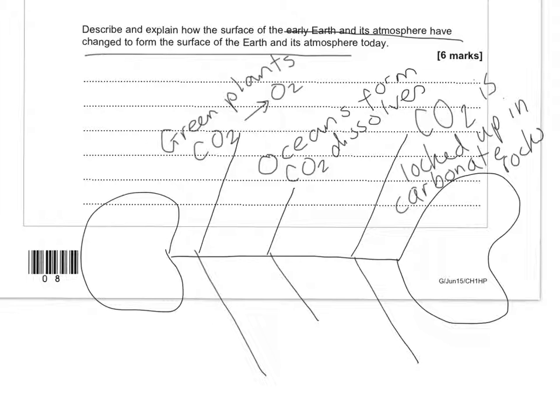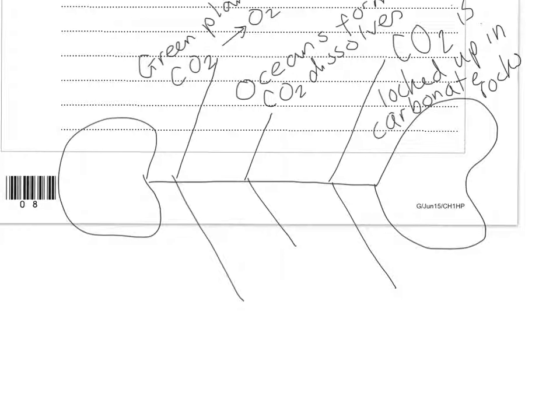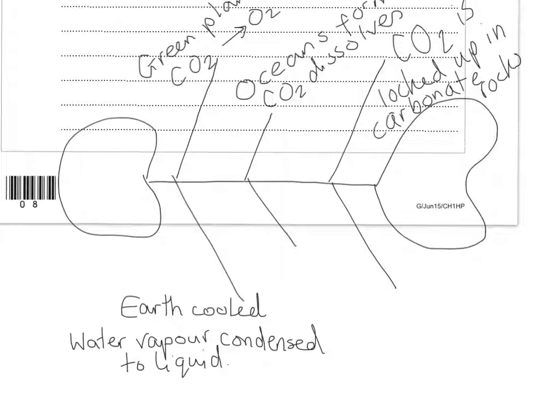Right, so that's a little bit of description about how this process happened. What we need to do now is put a little bit of explanation in there. So, the oceans formed because the earth cooled and therefore the water vapour condensed into liquid water. You also need to give a little bit of information about the volcanoes. So we're going to say the number of volcanoes reduced because the earth cooled, forming the crust.